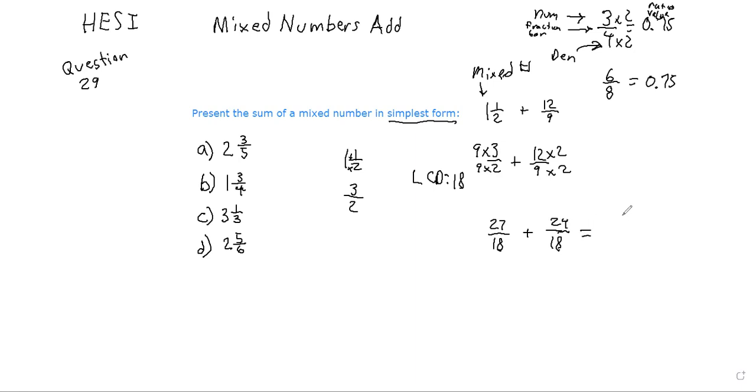Now, the rules for adding fractions are they have to have the same denominator, and once they do, you're going to keep the denominator, which turns out to be 18, and we're going to add the numerators. So if we add the numerators here, we're going to get 27 plus 24, and that's going to give us 51.